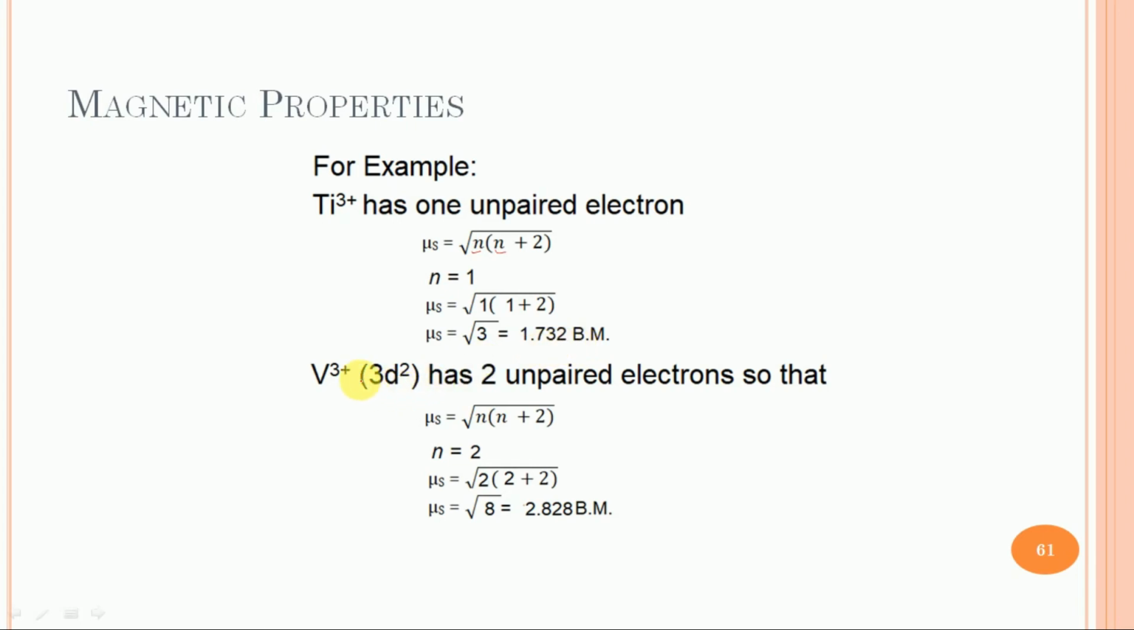Similarly, in the case of vanadium 3+, it will have 2 unpaired d electrons, so put the value of n equal to 2, and it comes near to 2.828 Bohr magneton. So in this way we can calculate the magnetic moment which is due to the spin only in the case of transition elements.